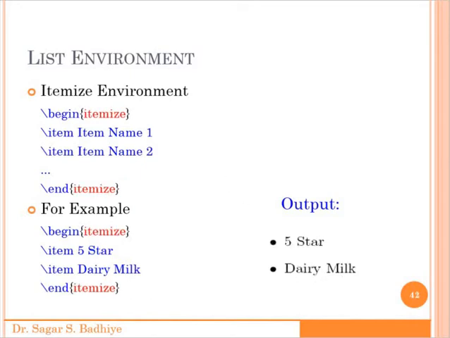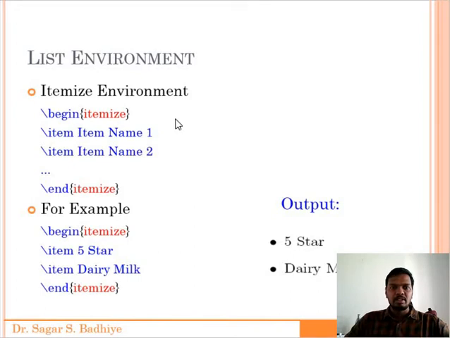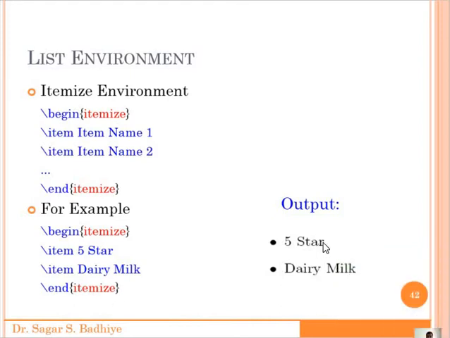Another kind of list environment is the itemize environment. Whenever you want to create a bulleted list, we make use of the itemize environment that begins with the \begin{itemize} command, and within that you can add a number of items by using the \item command, and then it ends with \end{itemize}. For example, \begin{itemize}, so we have \item 5 Star, \item Dairy Milk, and at the end we have \end{itemize}. When I execute this on LaTeX, I get the following bulleted list in the output.